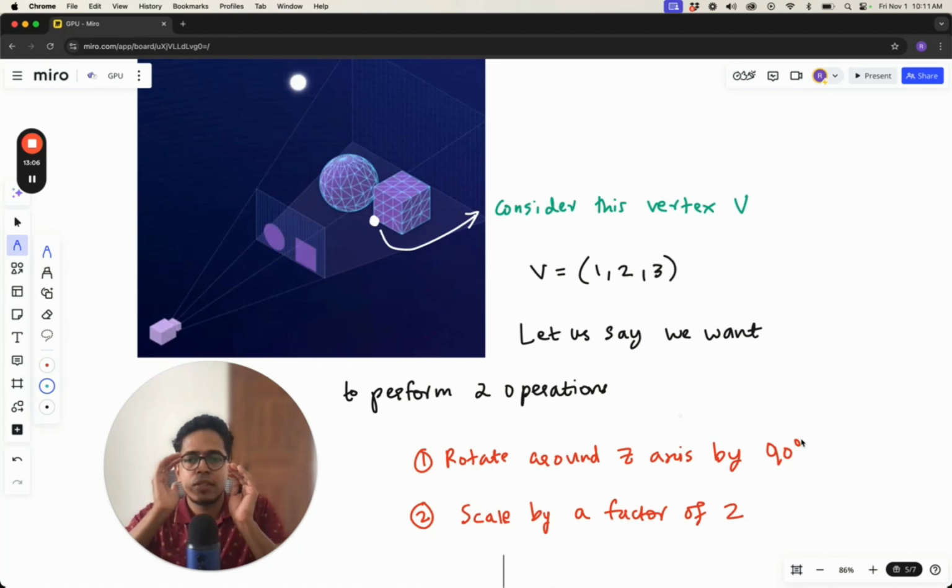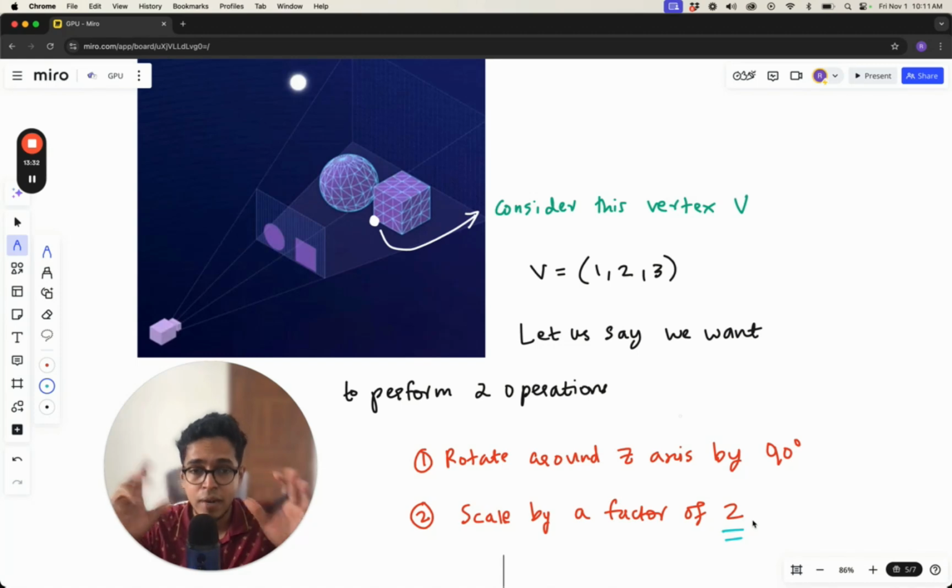It could be imagined as your camera is looking straight into the scene, and your camera is tilted by 90 degrees, something like that. And then you scale by a factor of 2. So you double the size. So it can be because you are getting closer to the object, or it can be because the object itself is expanding by staying where it is. There are different ways in which the object can scale, but let's say these are the two simple operations that we want to perform, and that too for one vertex.